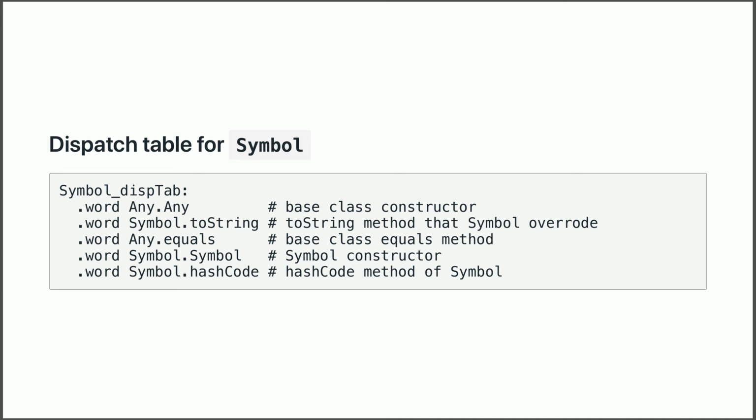And then symbol also has one extra method called hash code. So we can see that symbol overrode the toString method. That's why we don't see any.toString, we see symbol.toString.